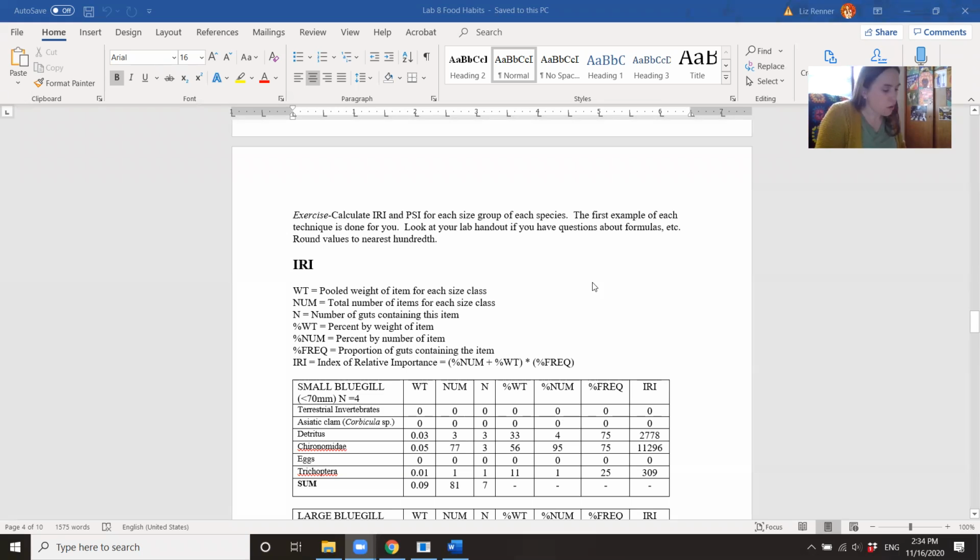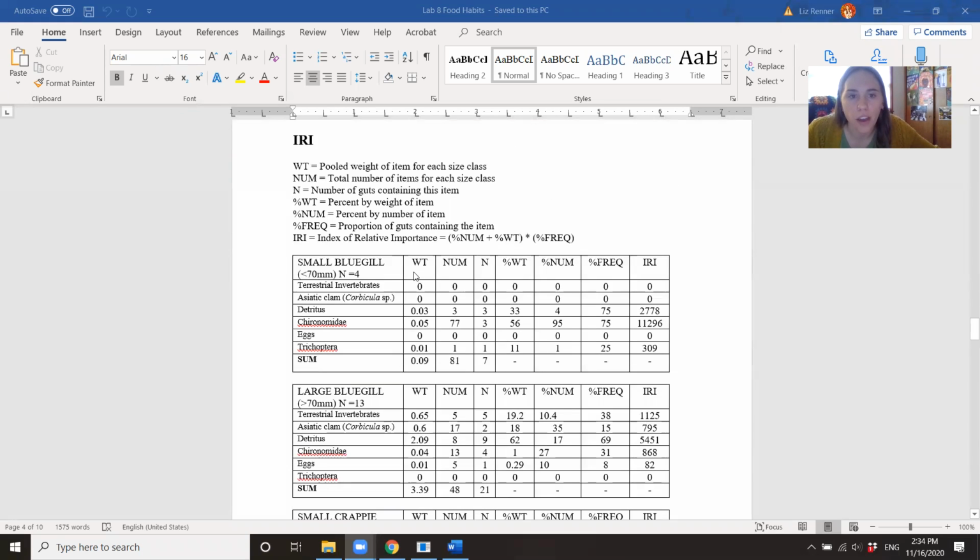All right, so first off, we see we've got small bluegill, less than 70 millimeters long. Our sample size is 4 total bluegill. And then we've got these 6 different categories of prey going along the left side here. We've got the weight in grams of each of the diet items, and that's a total weight across the 4 individuals in those samples.